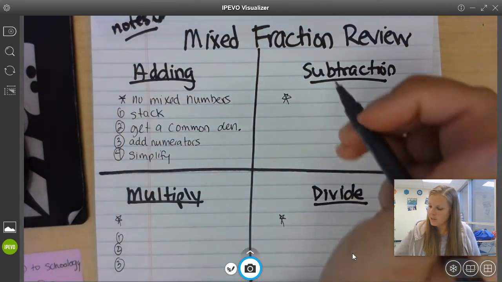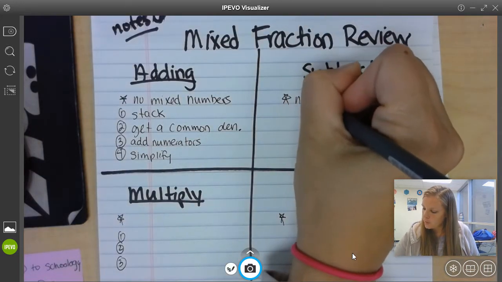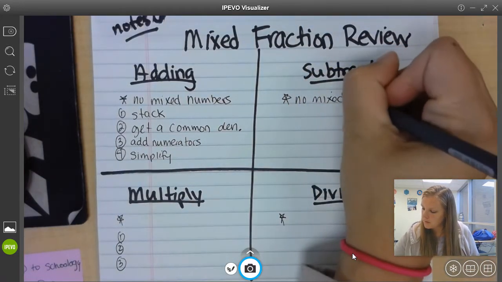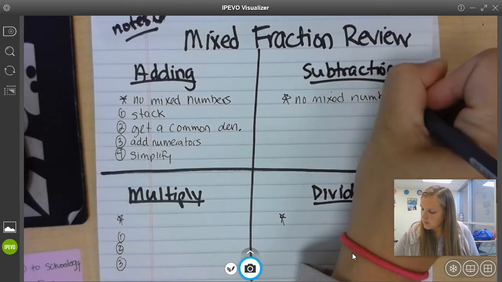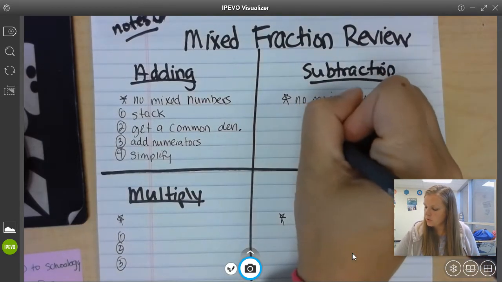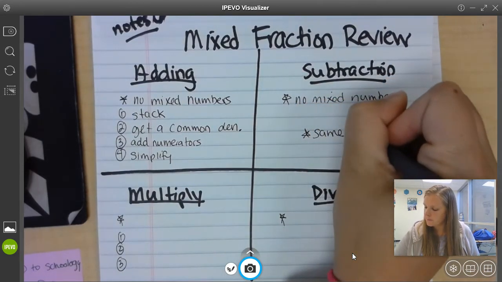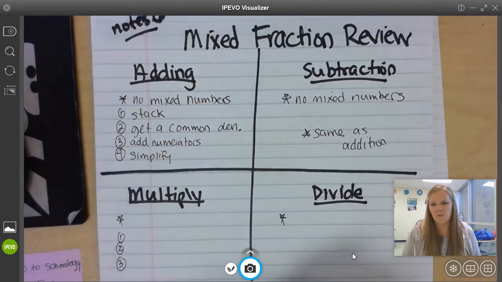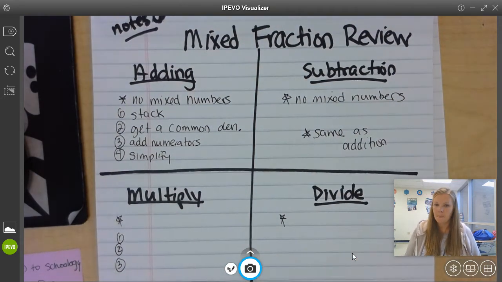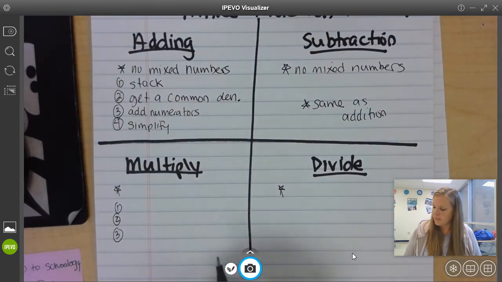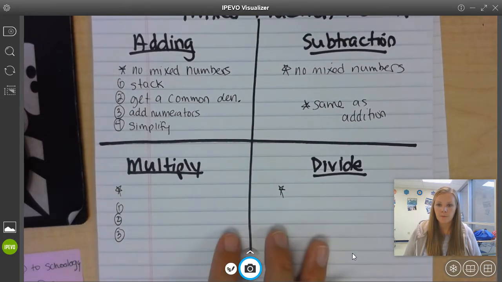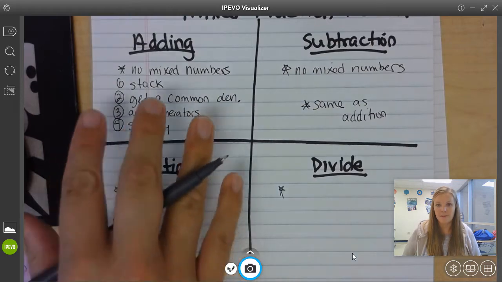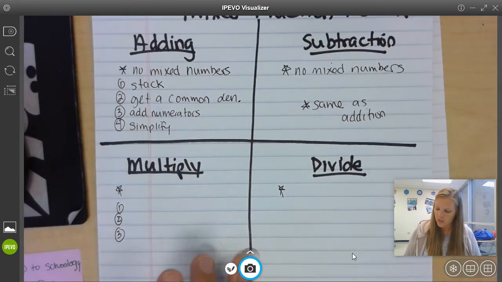For subtraction, there are no mixed numbers allowed. And then the rules are the same as addition. So we don't really have to write anything new for that. For multiplying and dividing, they have separate rules. They're also different than adding and subtracting. That's why fractions are a challenge.